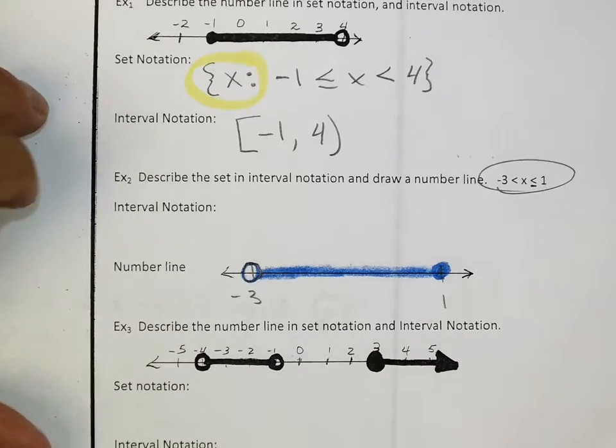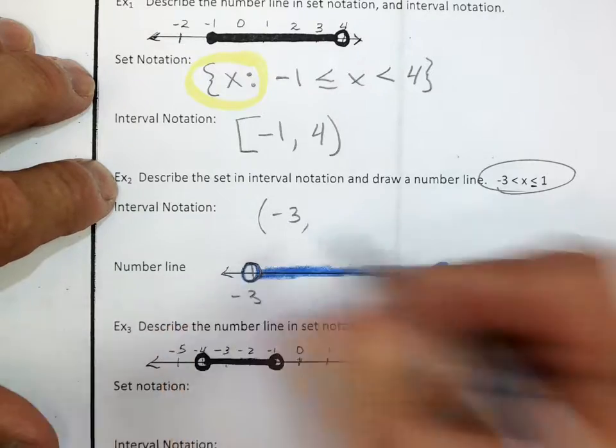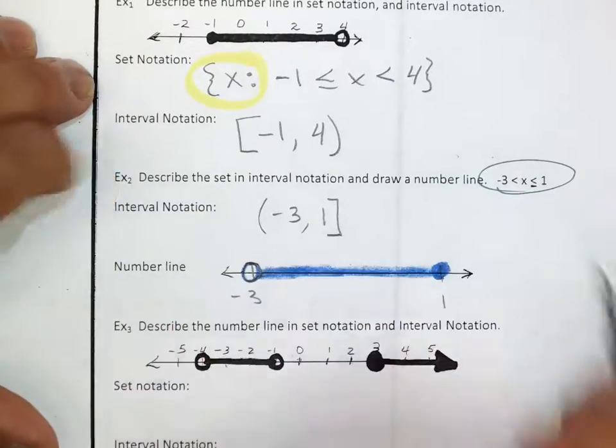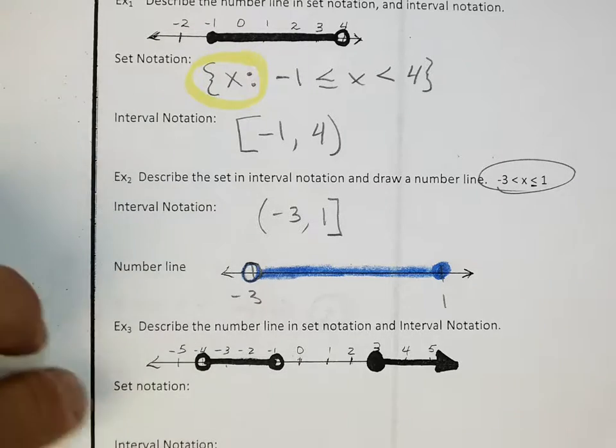And then in interval notation, that's the easy part. We'll go parentheses -3, comma, 1, bracket. Bracket because it includes the 1, but does not include the -3. Okay, how am I doing?